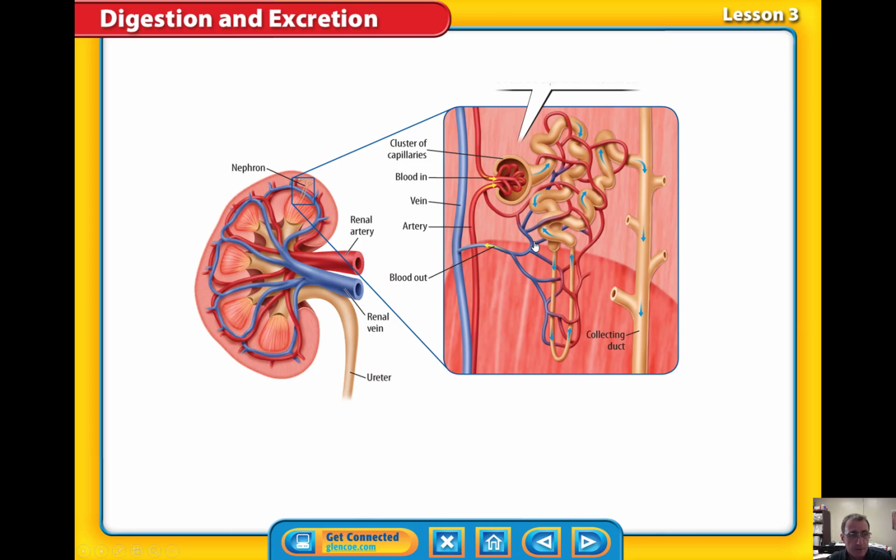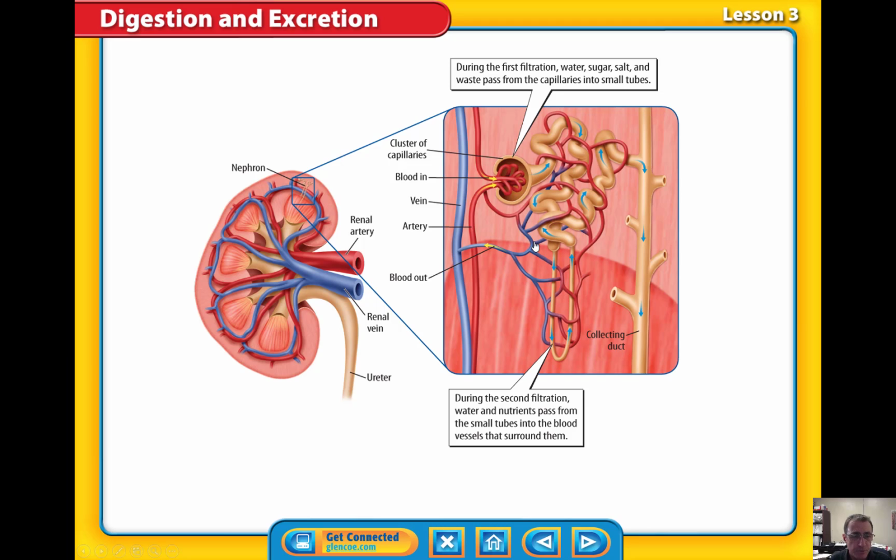But here during the first filtration, water, sugar, salt, and waste pass from the capillaries, right? That's the blood vessels, into small tubes. So the little twirly pretzel-looking things, that's the blood vessel coming in. And then all that other stuff, the water, sugar, salt, and waste are going to pass into these collection tubes, which are the tan items. And then you'll see that those collection tubes from all those different capillaries then flow into a collecting duct, which is a little bit larger.